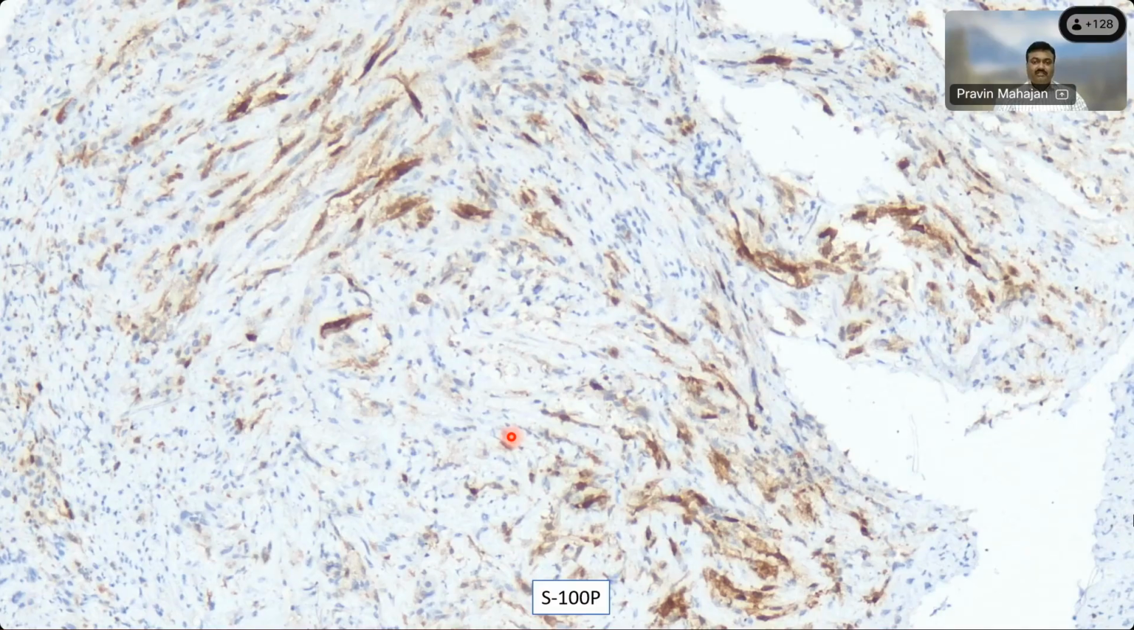Because our differential was melanoma here, this positivity is a significant positivity. So S100 is positive, but someone has rightly said SOX10 is also a very good marker. So I did SOX10. Again, SOX10 is good for neural or melanocytic tumors. Okay, and this is a SOX10.